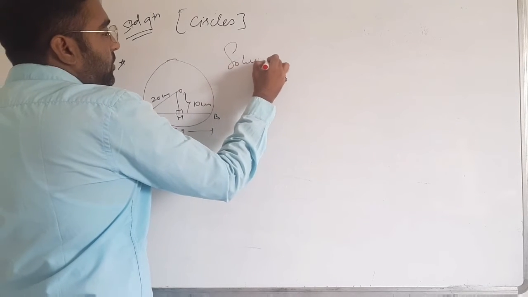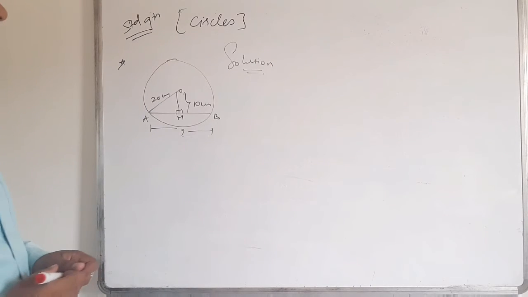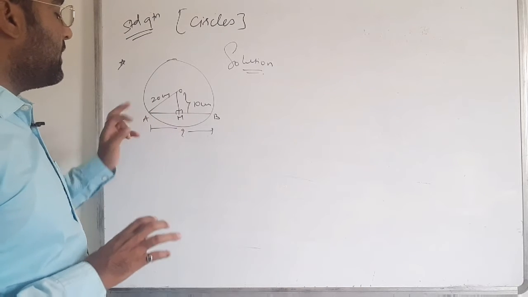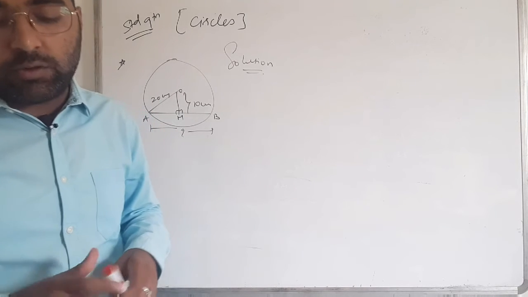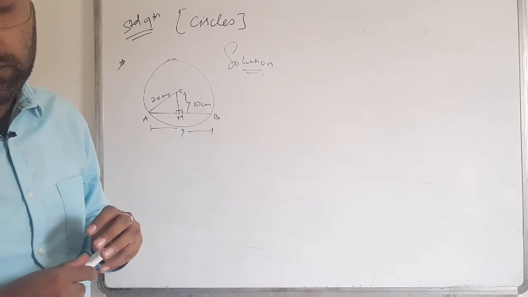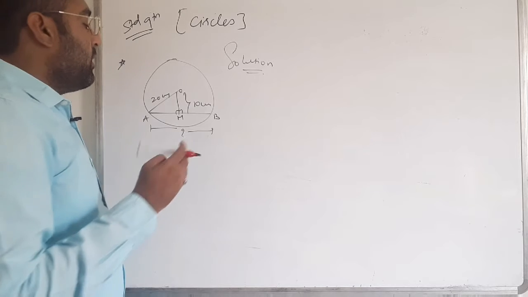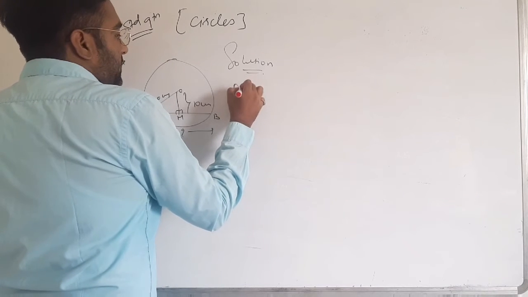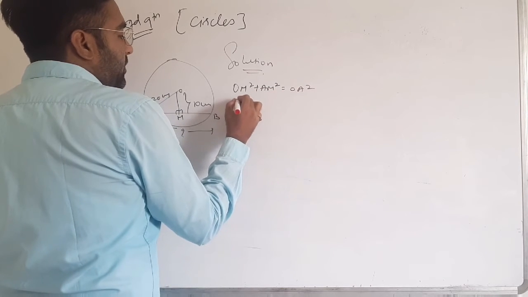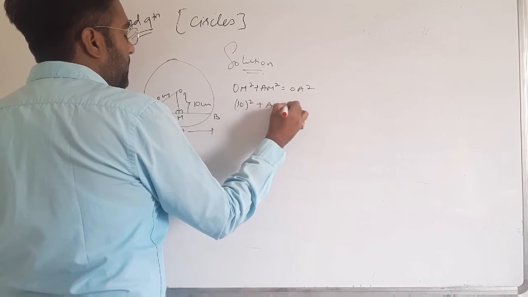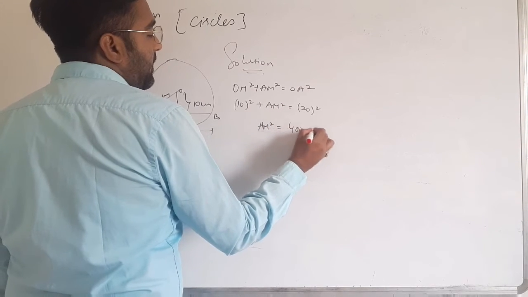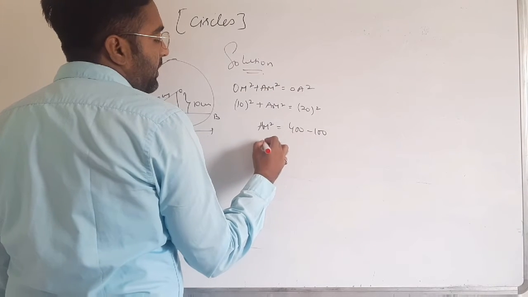So what is the solution for that? We are also moving to the Pythagoras theorem. Here OMA is a right angle triangle, so we have to use Pythagoras. So using Pythagoras theorem, OM square plus AM square equals OA square. So 10 square plus AM square equals 20 square. So AM square is 400 minus 10 square, that is 100. 400 minus 100 is 300.